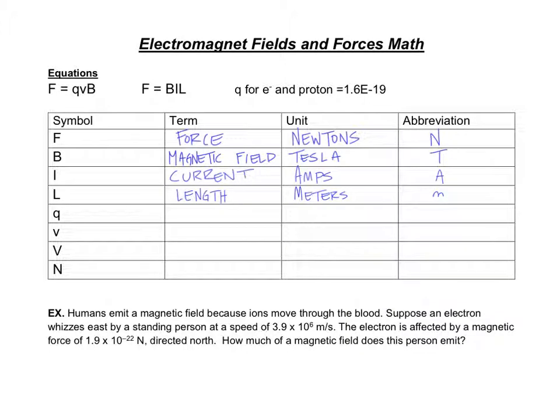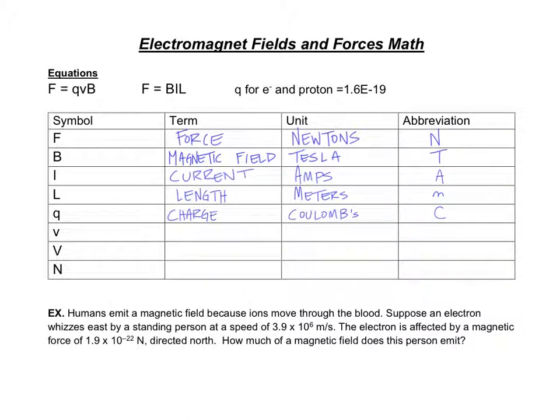My next symbol is a lowercase q, and we've seen that one before. That one represents charge. So this could be the charge that's running through a wire. This could be the charge of an electron or the charge of a proton. Q is measured in coulombs, which is abbreviated with a capital C.